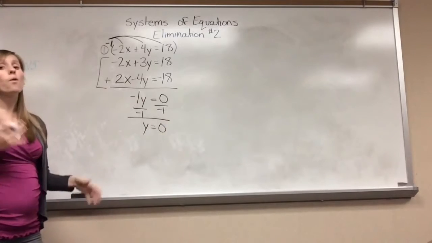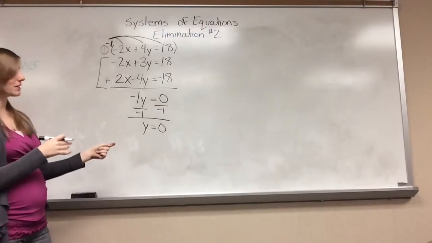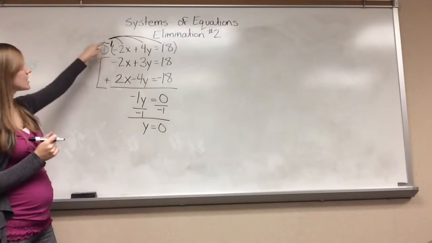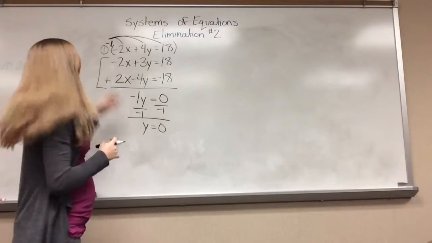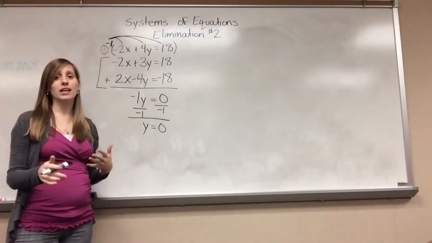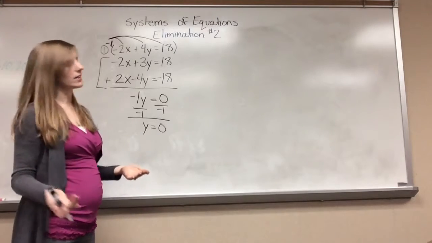So the only difference from our previous lesson on elimination to today's lesson is that first step, multiplying by negative 1, recognizing that the signs are not different and they won't cancel. So just multiply by that negative 1 and then the steps become exactly the same.